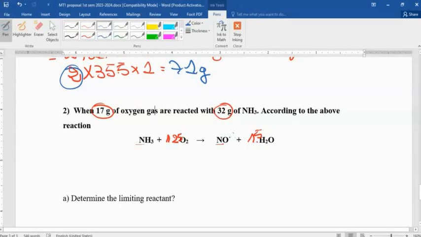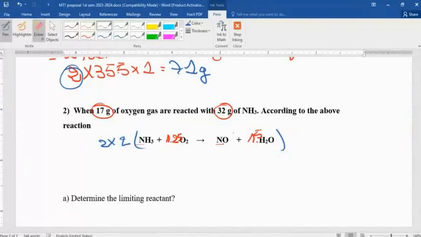One of your friends will tell me, doctor, I have to multiply by 2 here. Yes, you multiply by 2. Correct. But here what will I get? I will get 2.5, and here I will get 3. So what will I do? I will multiply again by 2. So it means I multiply all the reaction by 4.